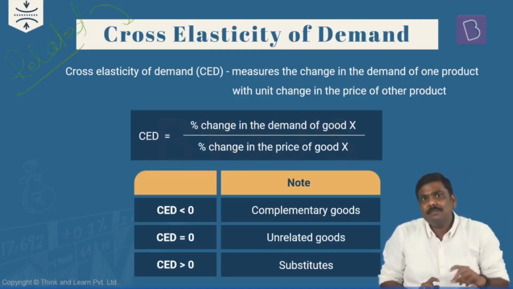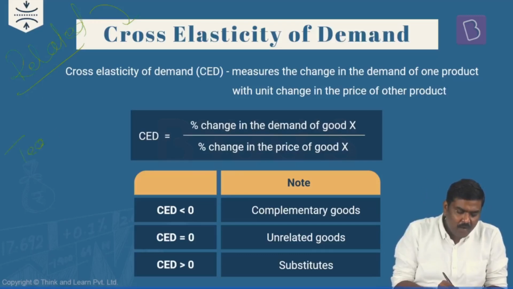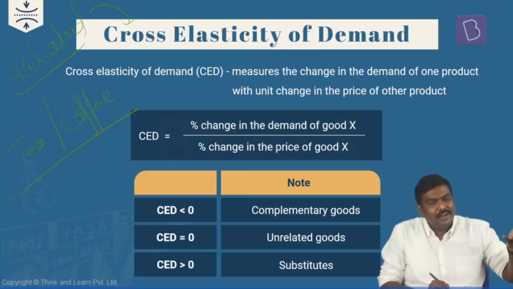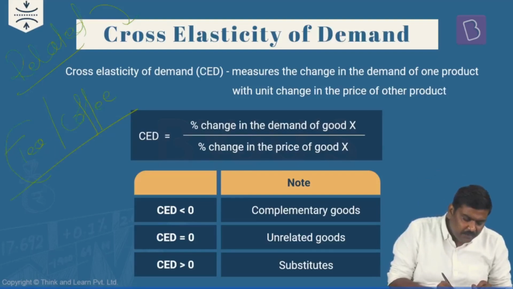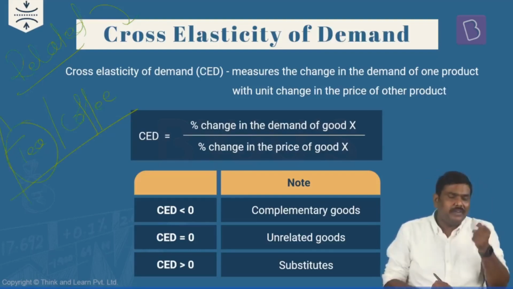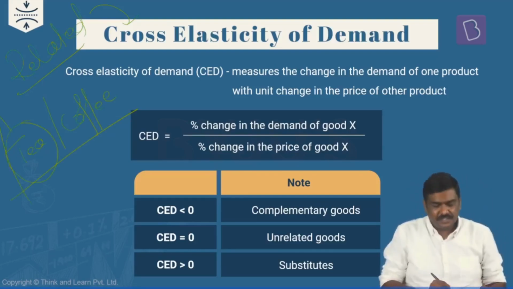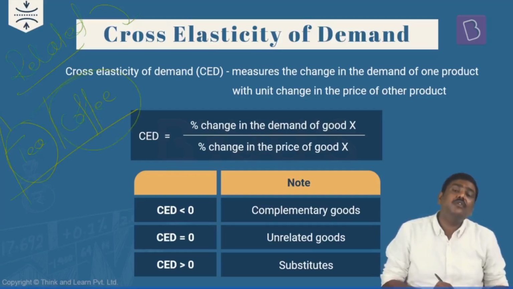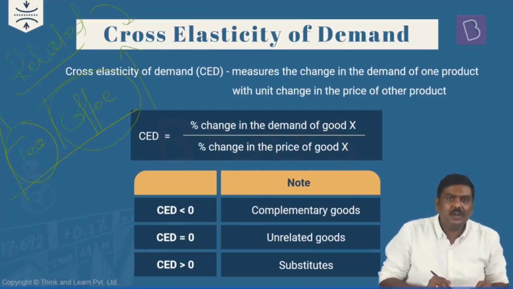Now let's take a simple example here. Tea and coffee. These are substitutes. And earlier we have seen that whenever the price of tea increases, what will happen to demand for coffee? The demand for coffee will also rise.